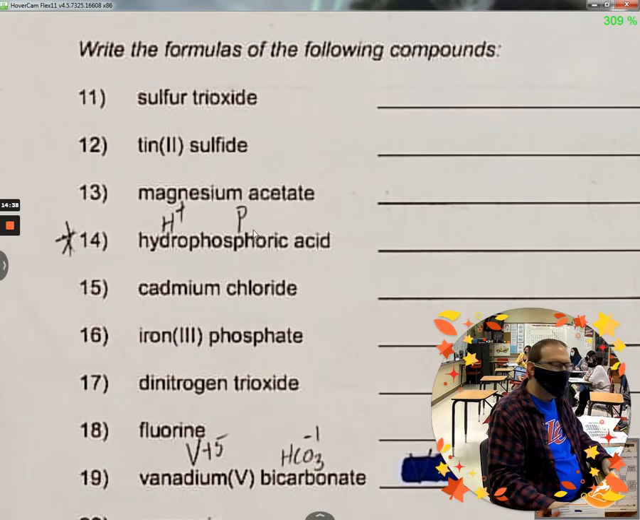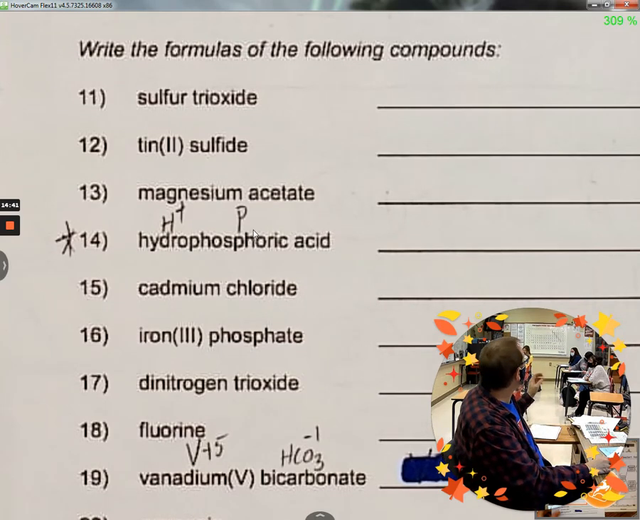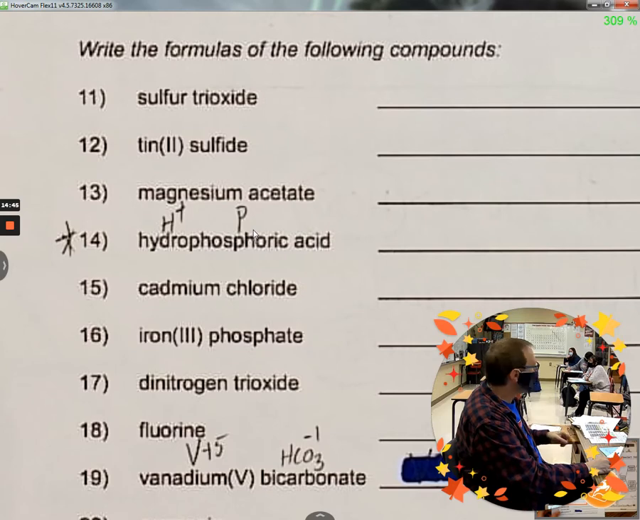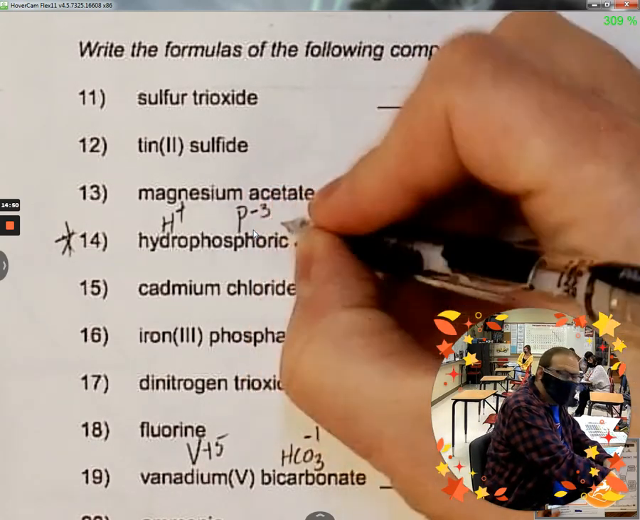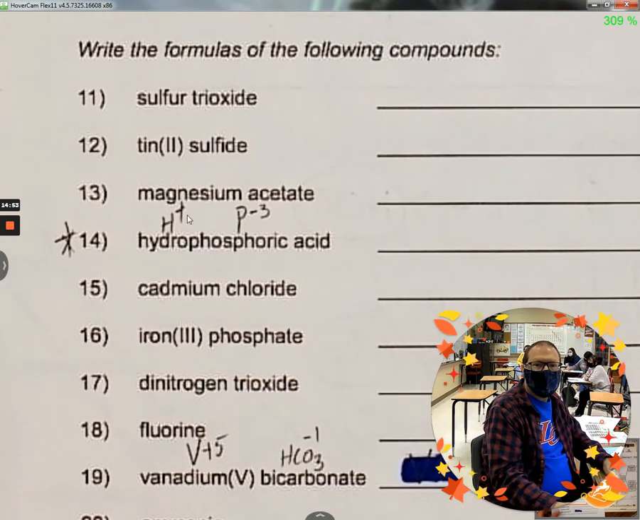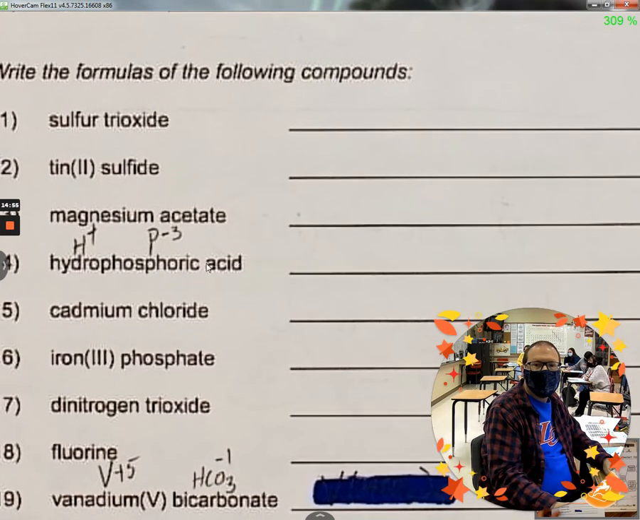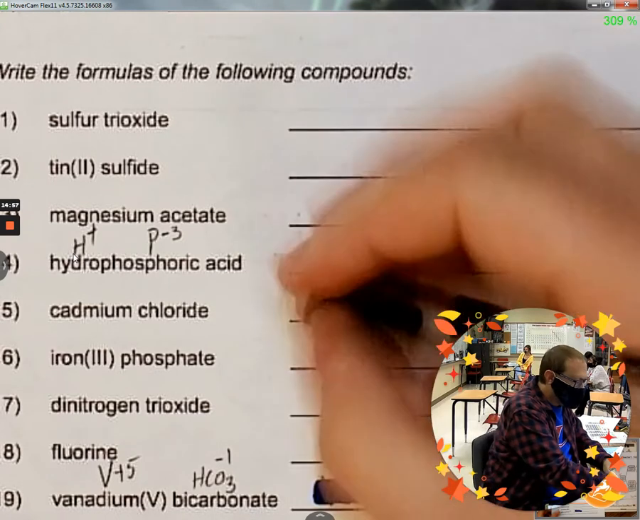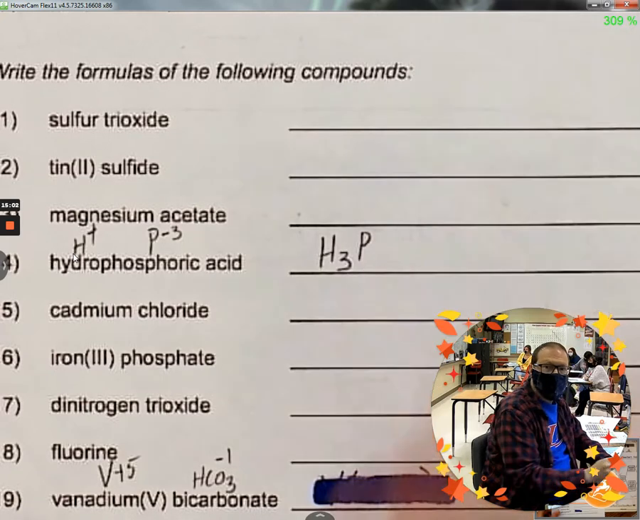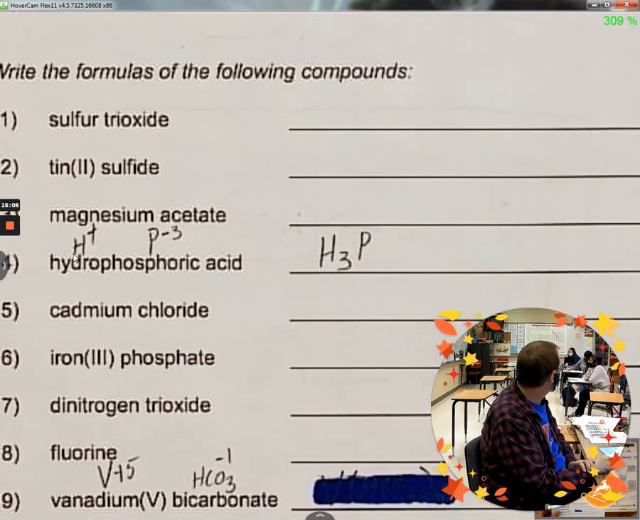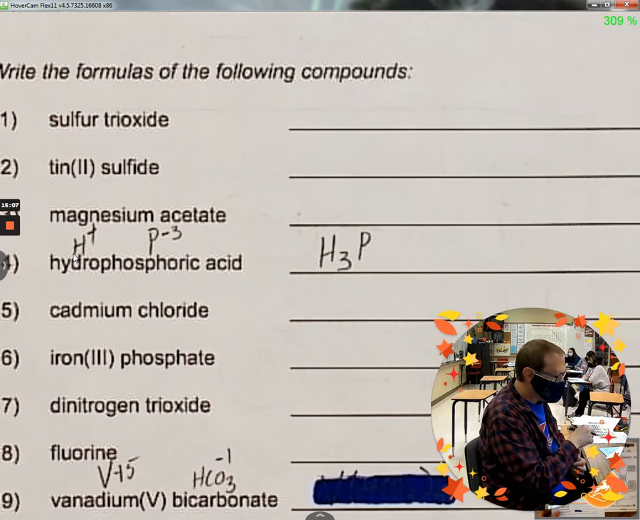Now, phosphorus, we need to find a charge on. Hydrogen's +1. For phosphorus, you could either check on the periodic table, or you could find phosphorus by itself on the ion chart. And when you do, you find that the phosphide ion is -3. So when I do my crossing over trick, I'm going to end up with 3 hydrogens and only 1 phosphorus. So it's H3P. Are there any questions about that?